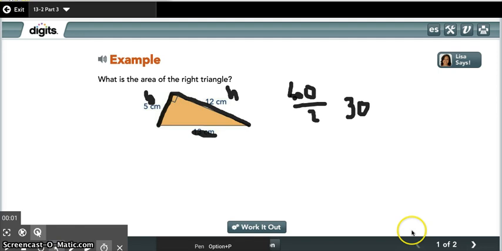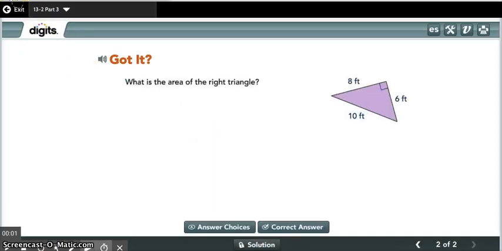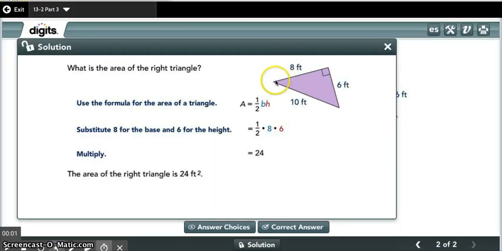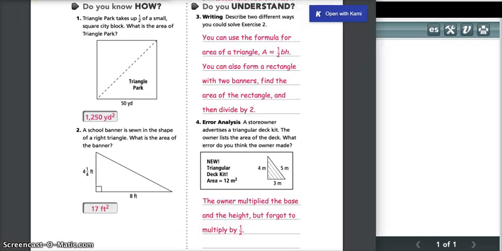Now I'd like you to go in your book and try your got it. All right, remember we need to use the legs on the L. So we do 8 times 6 is 48, divided by 2 is 24. So we have 24 square feet. Go ahead and complete your close and check, and then come on back for the answers. All right, students, here are the answers to check your work.